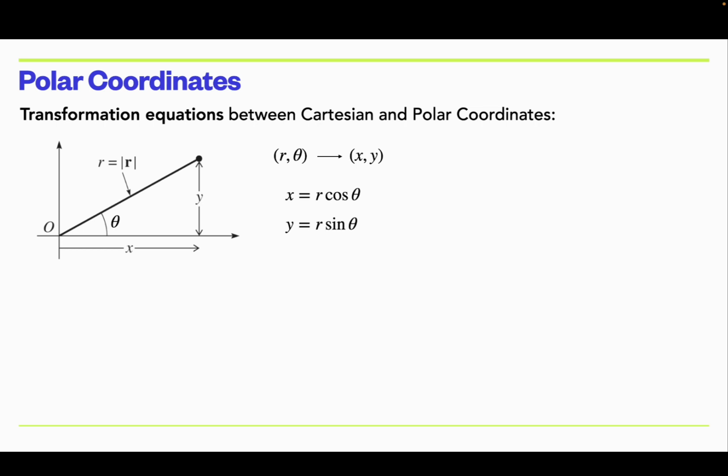So to go from polar to Cartesian coordinates, you just have these simple equations: x is r cosine theta and y is r sine theta. To go backwards, to go from Cartesian back to polar, r is just the Pythagorean theorem, square root of x squared plus y squared, and theta is the arctangent of y over x. So these are the transformation equations going back and forth between Cartesian and polar coordinates.